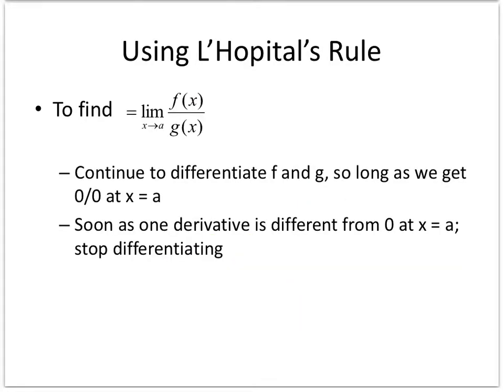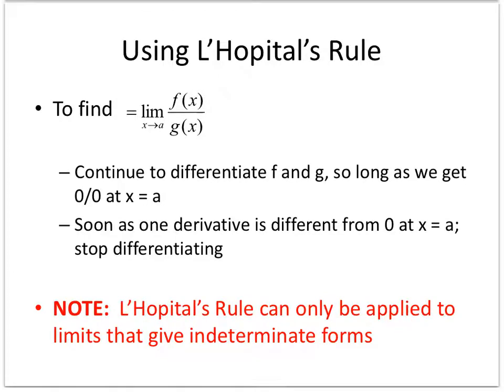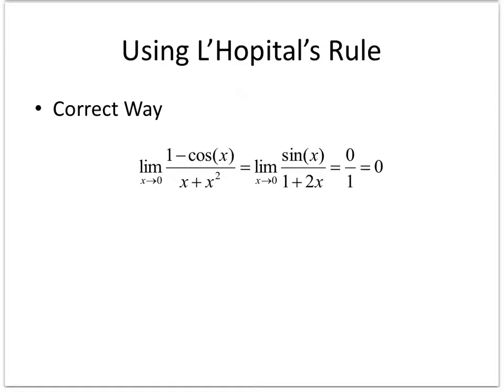All right, so again, all L'Hopital's rule says is to continue to differentiate my function as long as we get this 0 over 0. When the bottom is different from 0, evaluating at x equals a, then I can stop. However, L'Hopital's rule can only be applied to limits that give indeterminate forms, the 0 over 0 or infinity over infinity. So for example, this piece, if I plugged in 0, I'd get 1 minus 1, which is 0, over 0. That's indeterminate form. So I take the derivative of the top, derivative of 1 is 0, derivative of cosine is minus sine, so minus minus, and then I take the derivative of x, which is 1, the derivative of x squared, which is 2x, and now I see I can plug in 0, and it's no longer indeterminate form, and I get my limit.